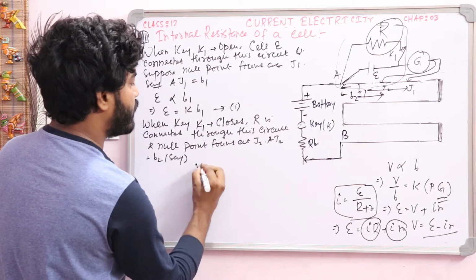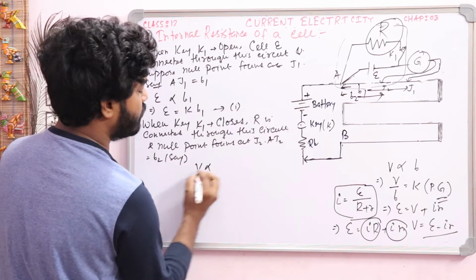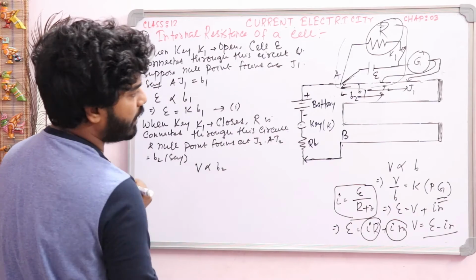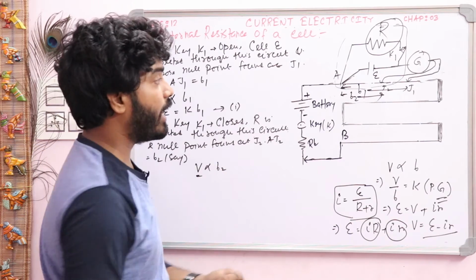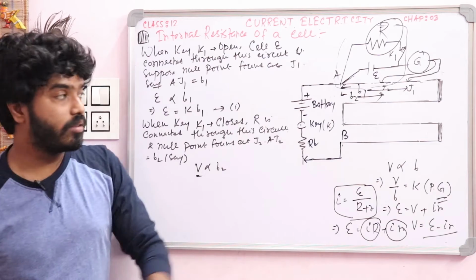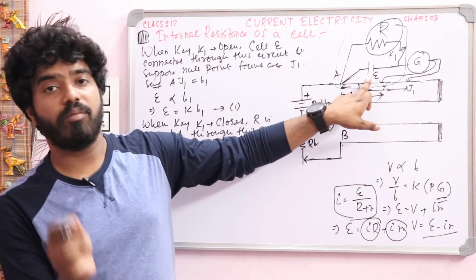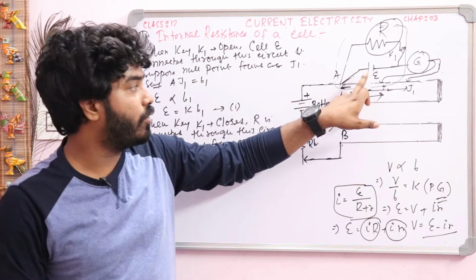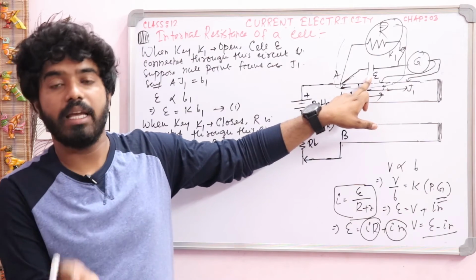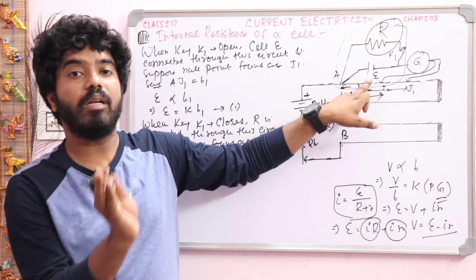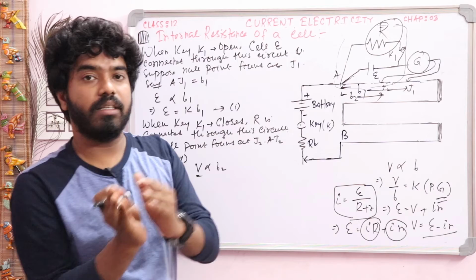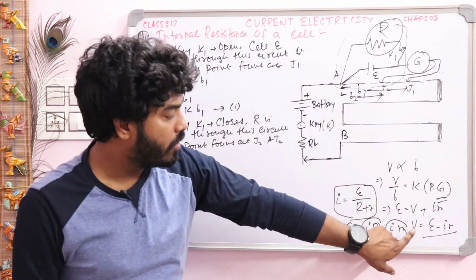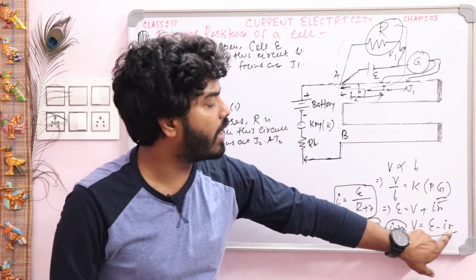So according to the principle of potentiometer, we can write V is directly proportional to L2. Why V? Why not E? Because here there is some voltage drop. When the cell provides current, it is converted into terminal potential difference. There is a small voltage drop, so this is E minus I into r.